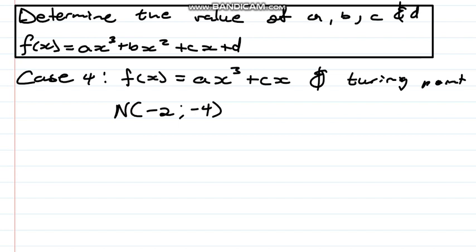If you look at case 4, they tell you upfront that the function they're looking for is ax cubed plus cx. So you can see that b would have been 0, d would have been 0, right? They just want those ones. If you want, you can just come up front and say b is equal to 0 and d is equal to 0.